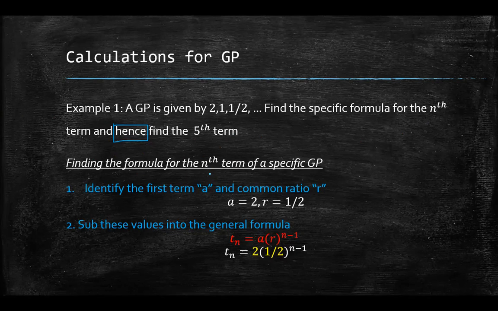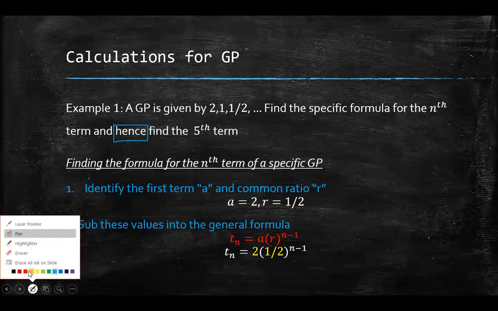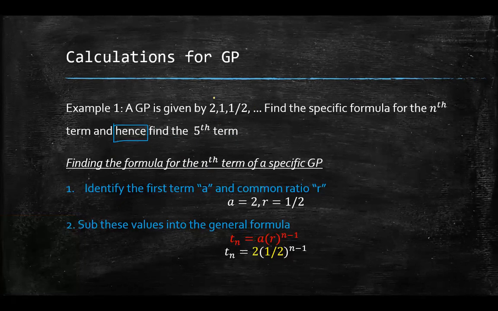For the AP, I have to identify my A and D, D being the common difference. For the GP, it's the A and R. R is the common ratio. So A is 2. Why is it 2? Because that's the first number I see. Remember, A is the first term, right? So whatever is the first number you see, that's 2.